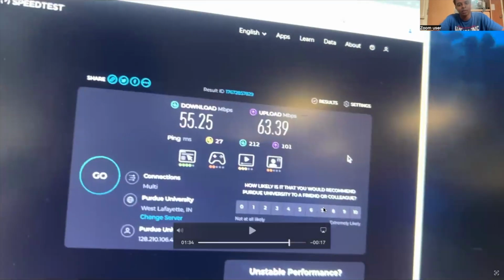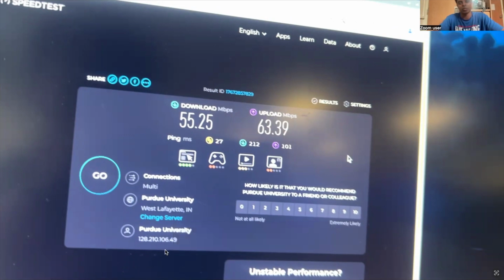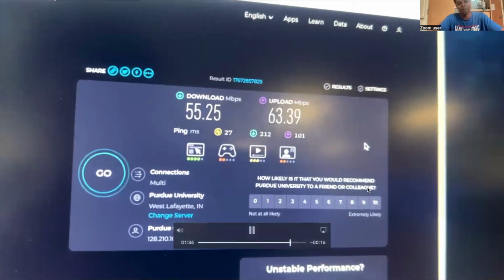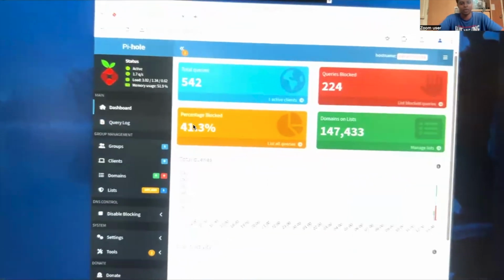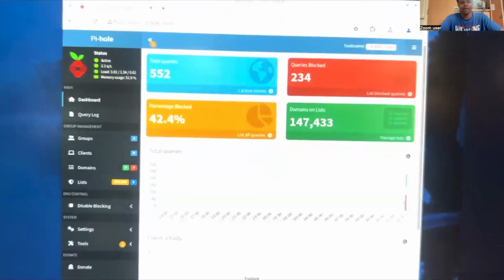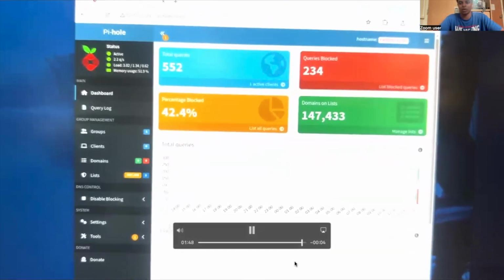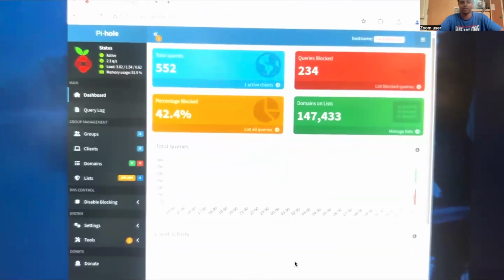And those are the results. As you can see, it was multi-connection. It shows my IP address, which is the one that showed on whatismyipaddress.com. So that's a good thing, and that means it worked. And the number of queries had gone up from previously. It just keeps going up. So one of the main things that went well is that the Pi-hole worked and blocked ads.